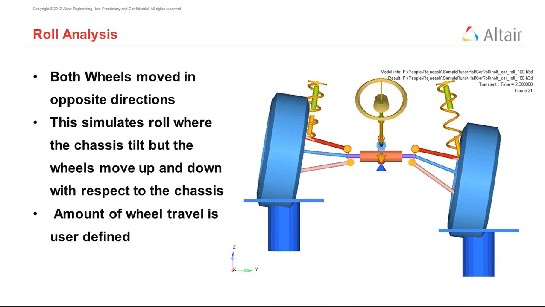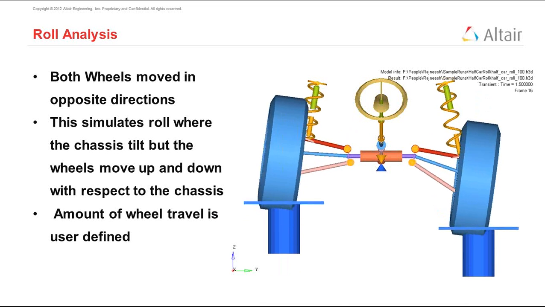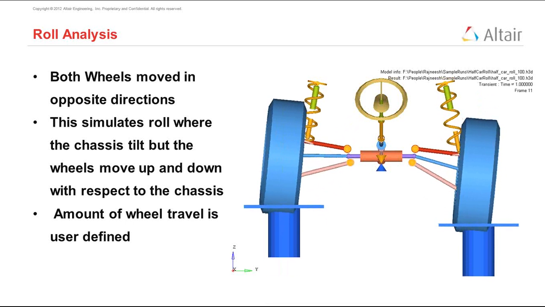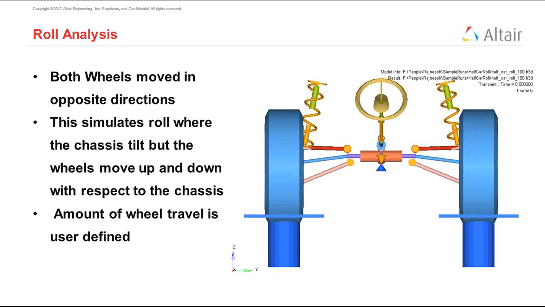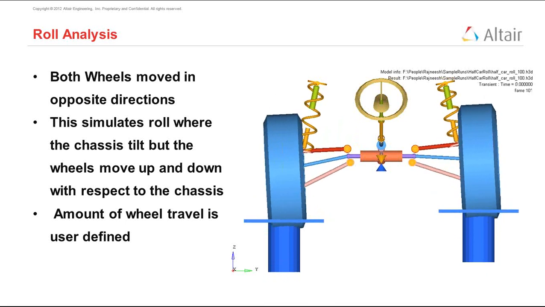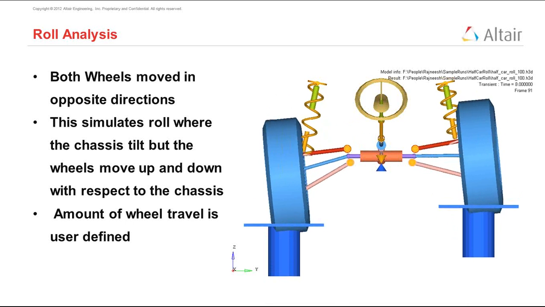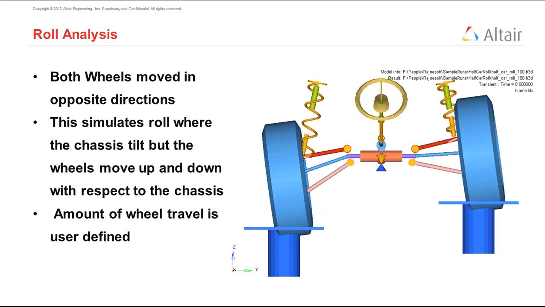The second analysis that is important is called the roll analysis. This is very similar to the ride analysis, but the left and right wheel move out of sync. So when the right wheel moves up, the left wheel moves down, and vice versa. This simulates roll in the chassis.